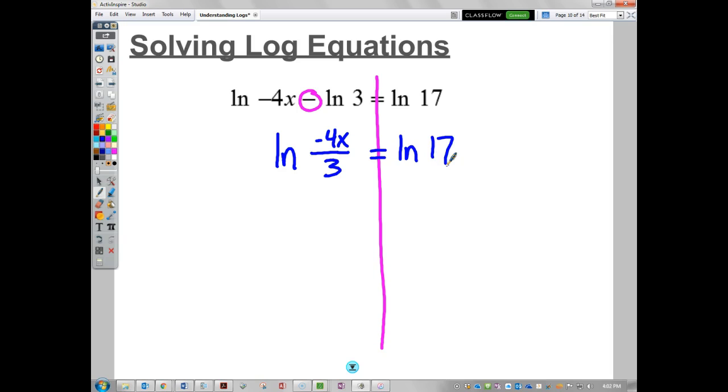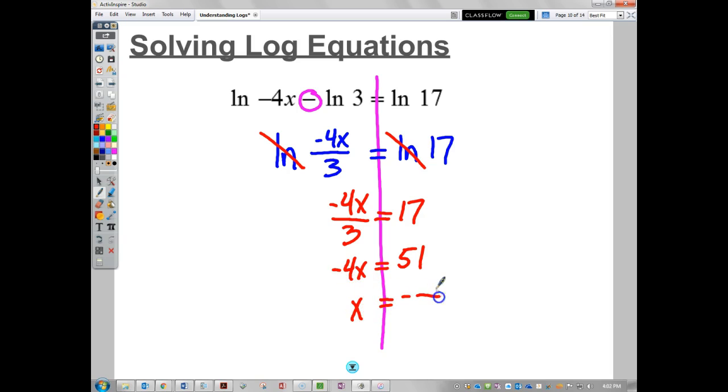And now it's just like the previous problem. If a log equals another log, well then you can cancel out the log and set the expressions equal to each other. Negative 4x over 3 equals 17. And then simply undo what's being done to x. All right, they're dividing by 3, so we should multiply by 3, which gives us 51, and then they're multiplying by negative 4. So we will divide by negative 4, and we get negative 51 over 4 as the answer.